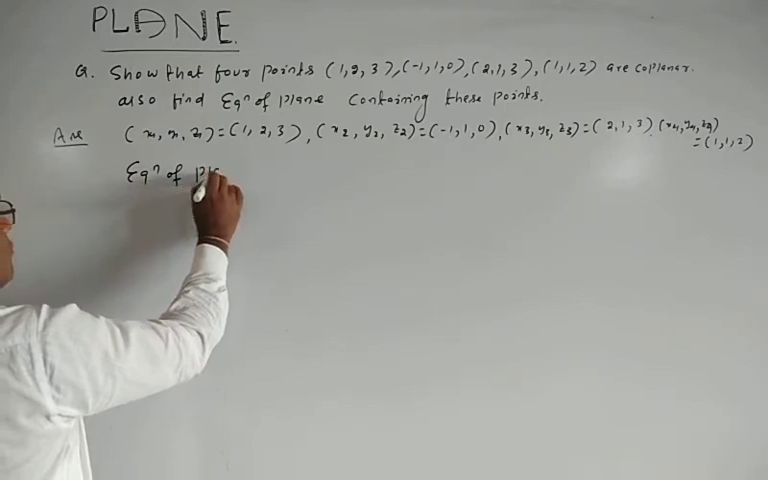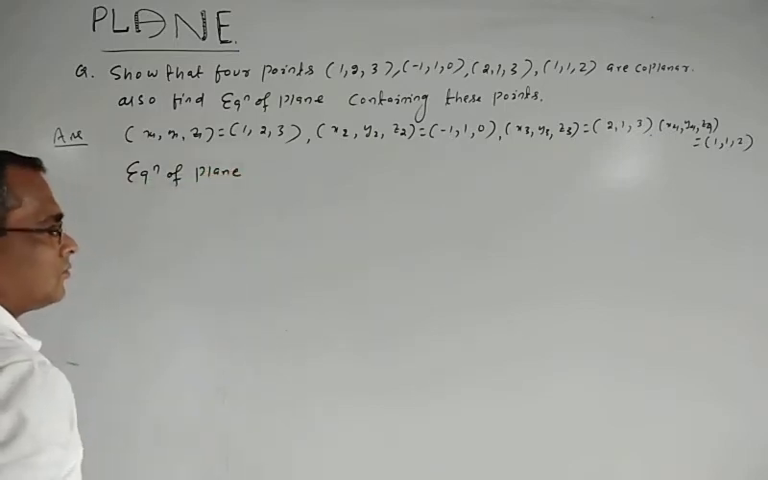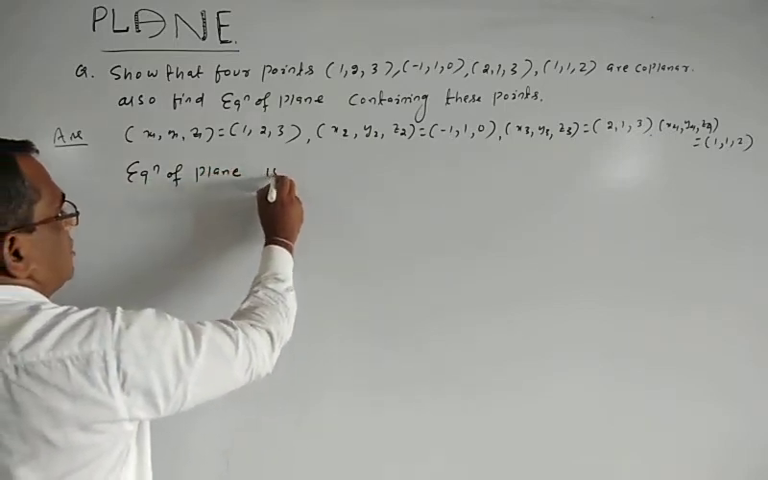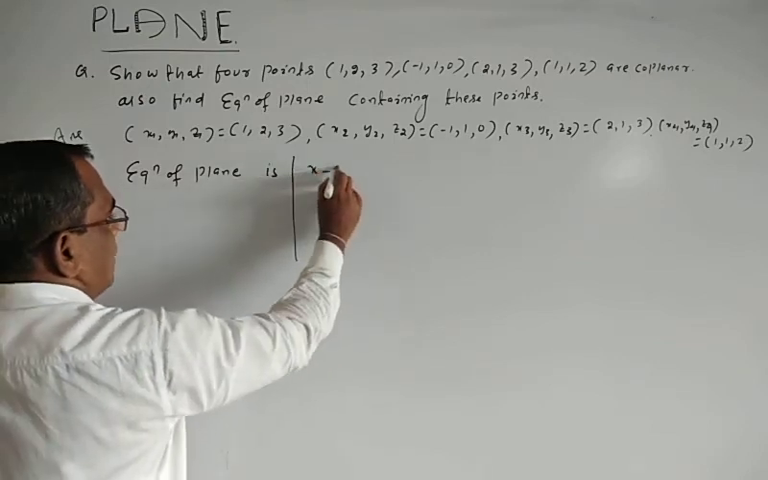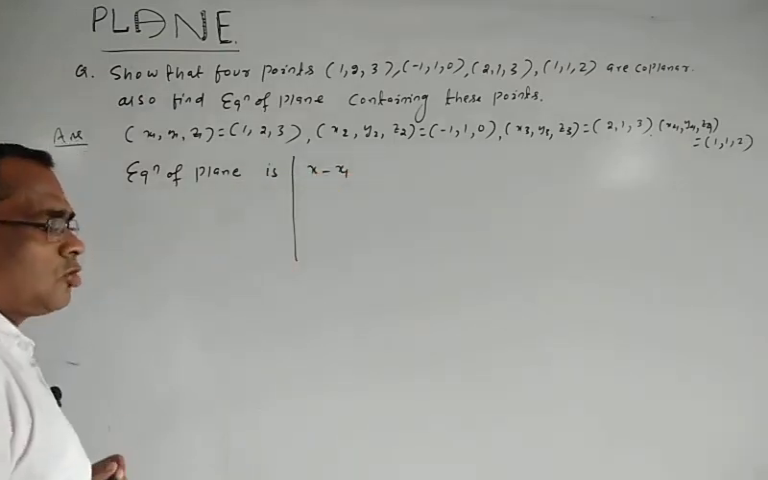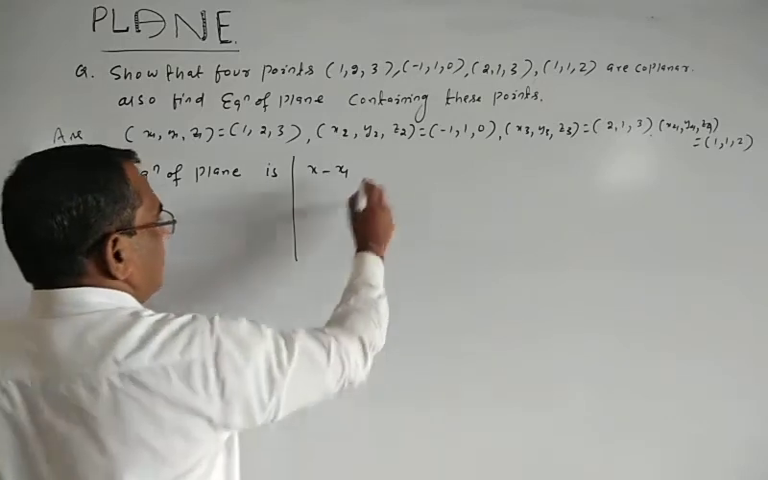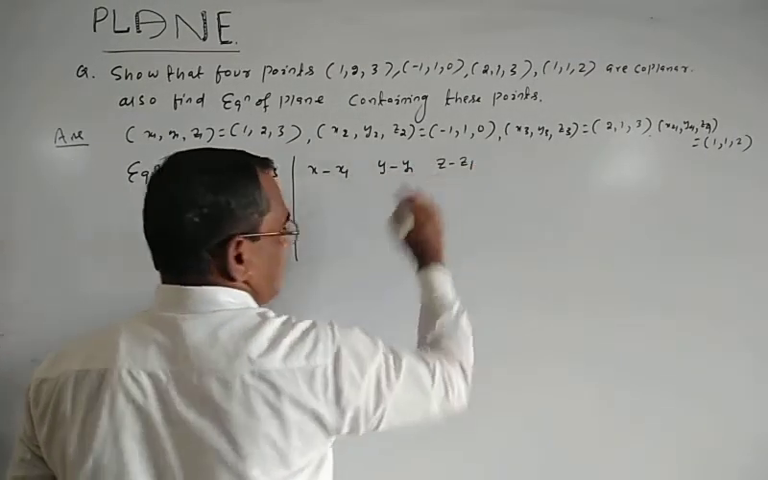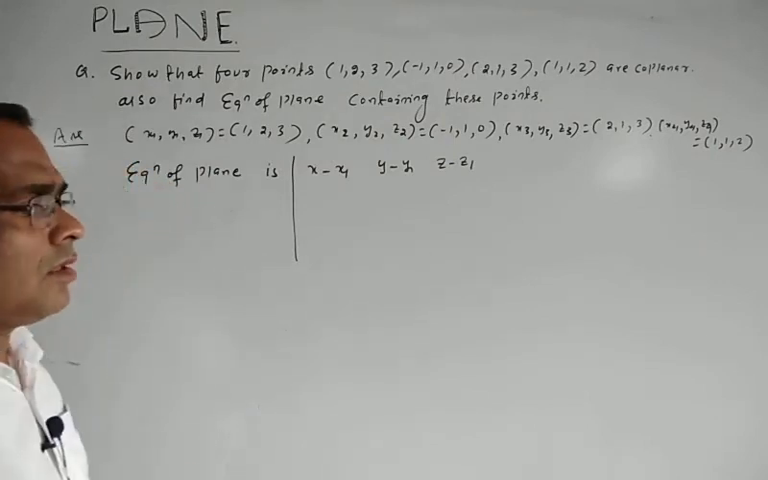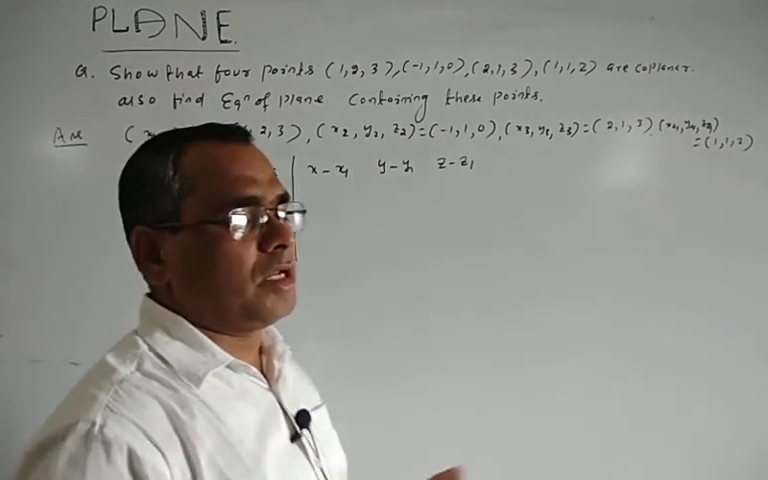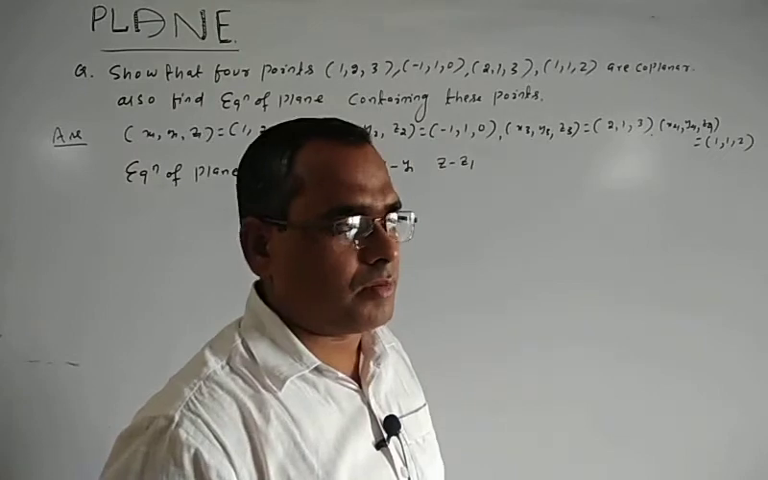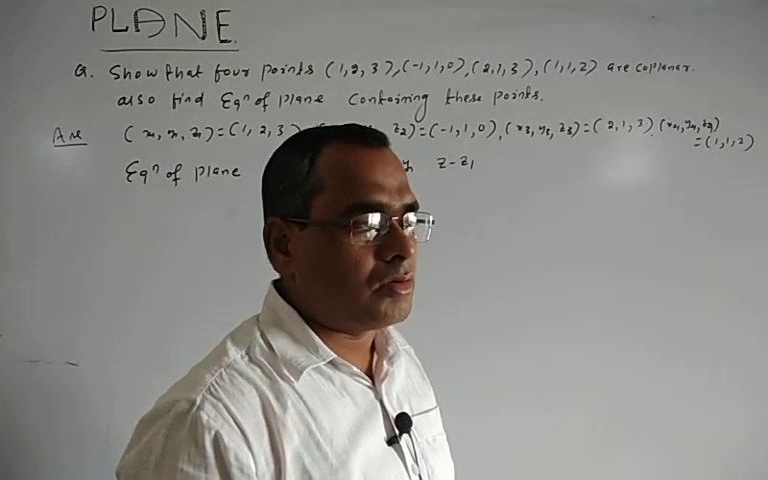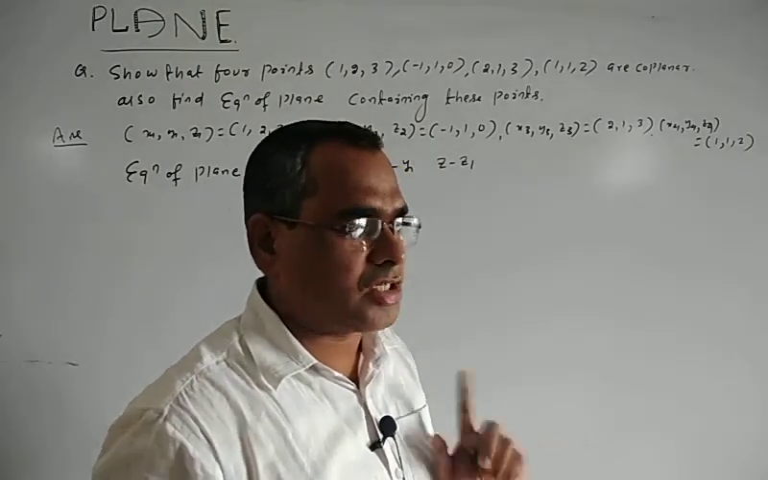The equation of the plane is x minus x1, y minus y1, z minus z1. We know this is the equation of the plane in determinant form. If we are asked for the equation of the plane in vector form, then we find it in vector form; otherwise we find the equation of the plane in Cartesian form. Okay.